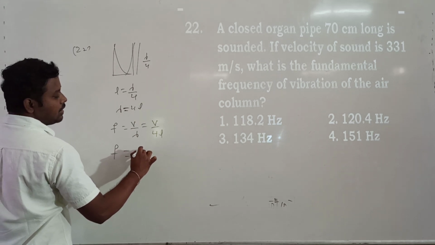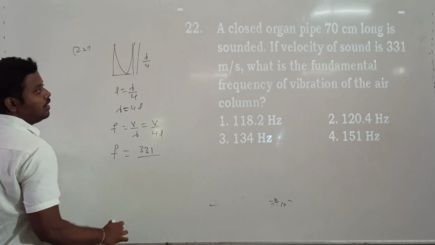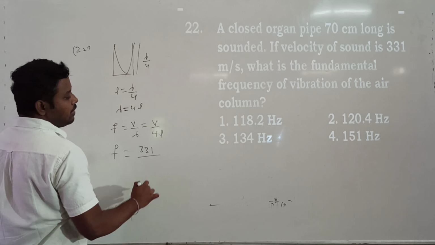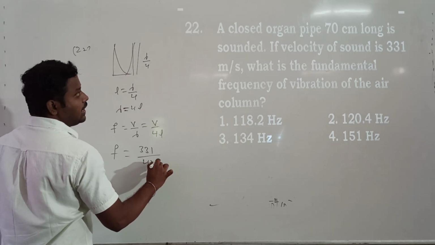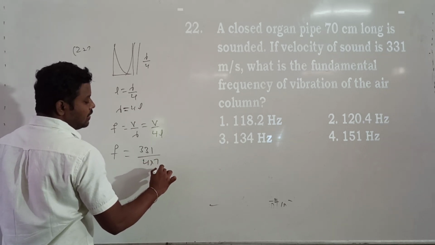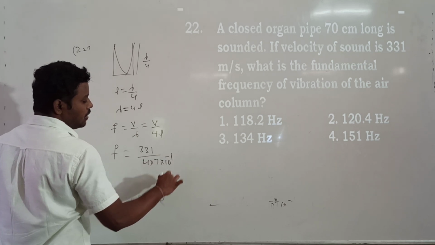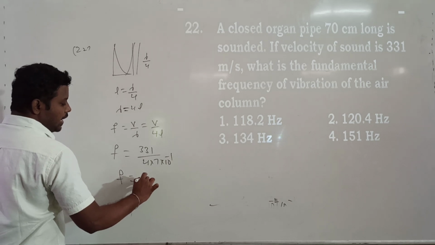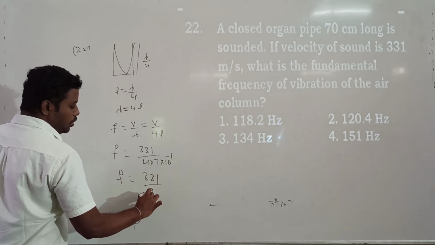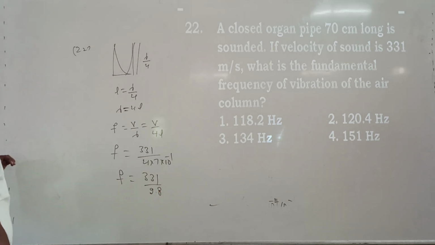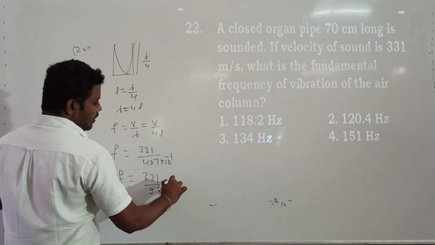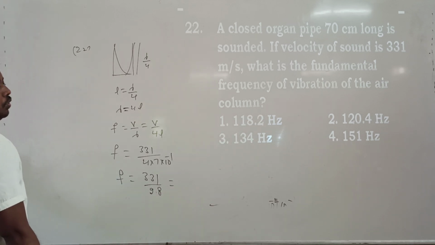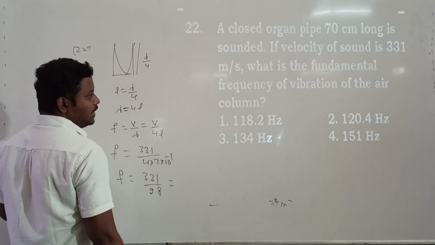V value is given as 331, divided by 4 into L, where L is 70 centimeters, that is 7 into 10 to the power of minus 1 meters. Then F will be equal to 331 divided by 2.8. Then the answer is given by 331 divided by 2.8, which will be approximately 118.